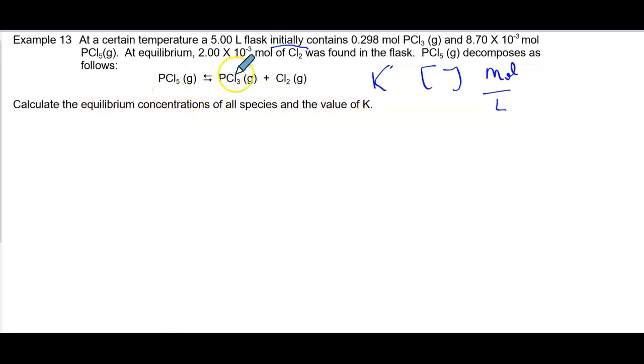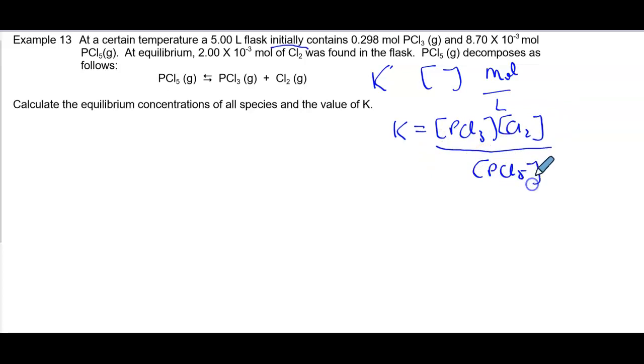We're going to get all of these concentrations, so moles over liters for all these at equilibrium, and we're going to get the value of K. Remember, K means things are at equilibrium. Q would mean something that's not at equilibrium. So the first thing we have to do is consider what we would be solving for. Once we're at equilibrium, our expression would be K equals products over reactants: PCl3 times Cl2 over PCl5. So once these values are all at equilibrium, we can plug them in.